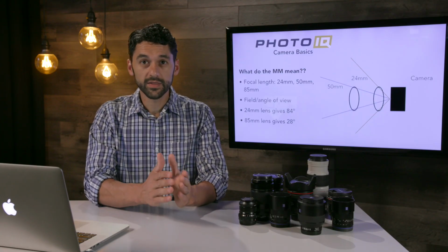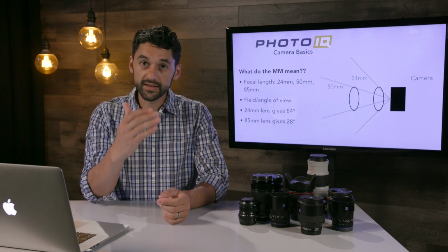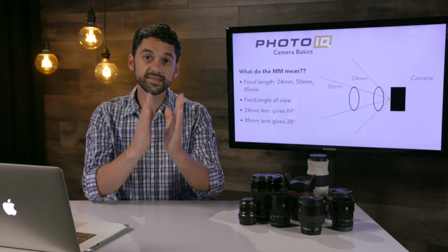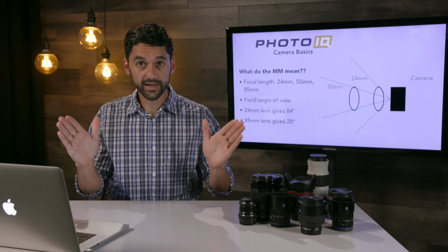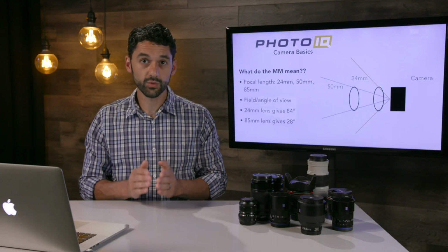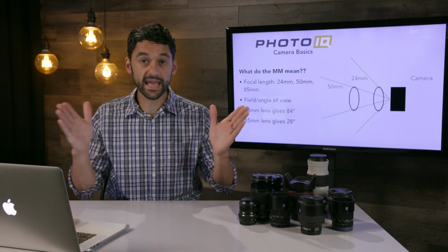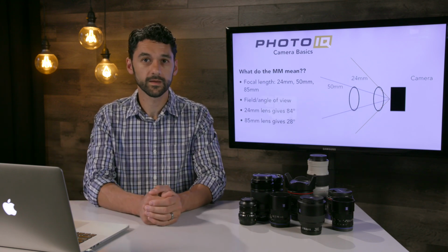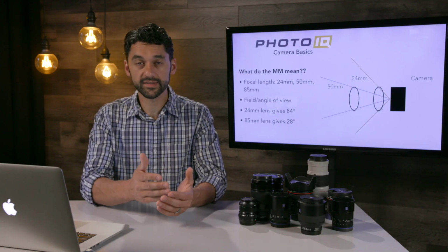Well, in short, the millimeters on the lens is the distance between the lens element and the sensor. And basically what that refers to is how wide or tight your field of view actually is. And by field of view, I mean what you can actually see through the lens. Now, the field and the angle of view are referring to the same thing.